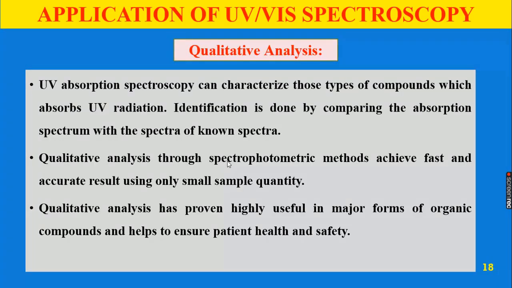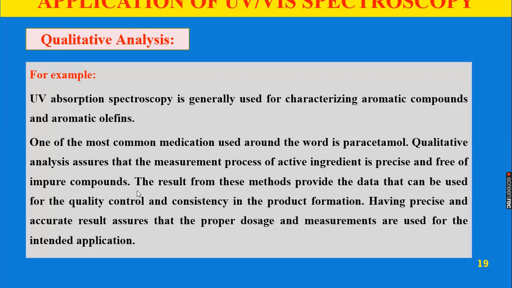Next example is qualitative analysis. So by using UV visible spectroscopy we can qualitatively and quantitatively determine the compound. Qualitative means we determine which compound is present, and quantitative means how much compound is present. The spectrophotometric method gives a fast and accurate result using only a small quantity of the sample. For example, we have to determine paracetamol, which is a commonly used medicine.